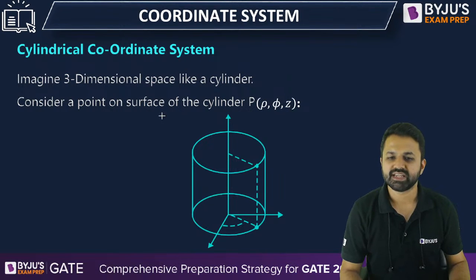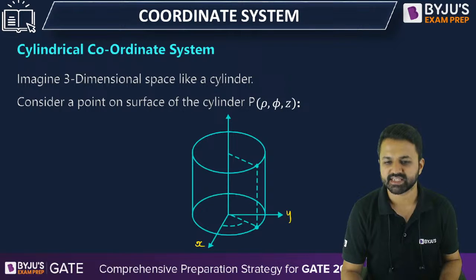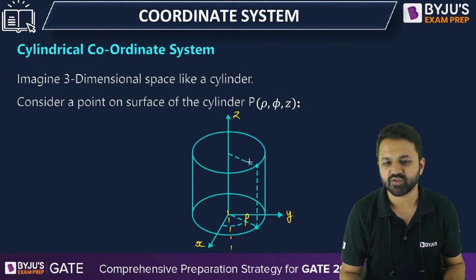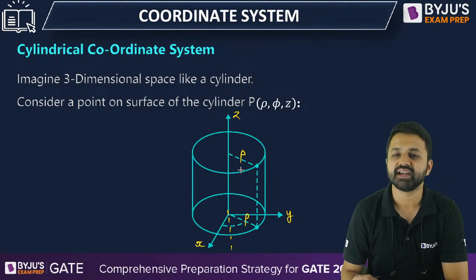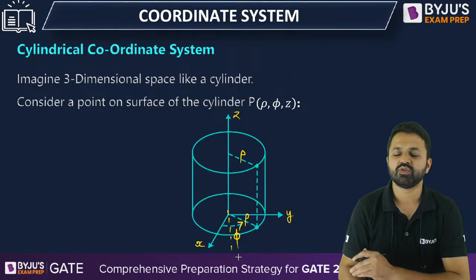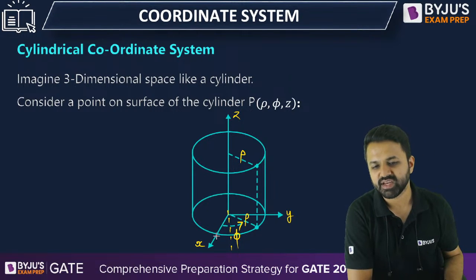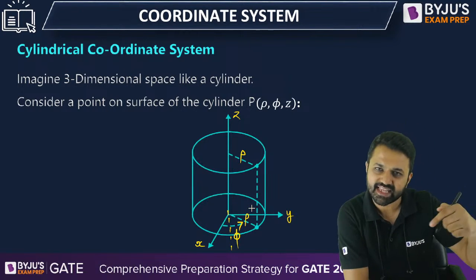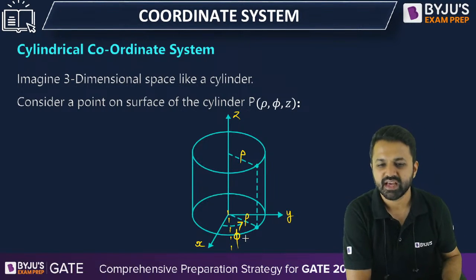Now, coming to the cylindrical coordinate system, in which we will have the cylindrical shape. Suppose this is the x-axis, this is the y-axis, and this is the z-axis. Then any distance measured from the z-axis is known as the radius of the cylinder, and the angle measured from the x-axis is known as the azimuthal angle. Remember that we always measure the angle from the x-axis in the anti-clockwise direction.